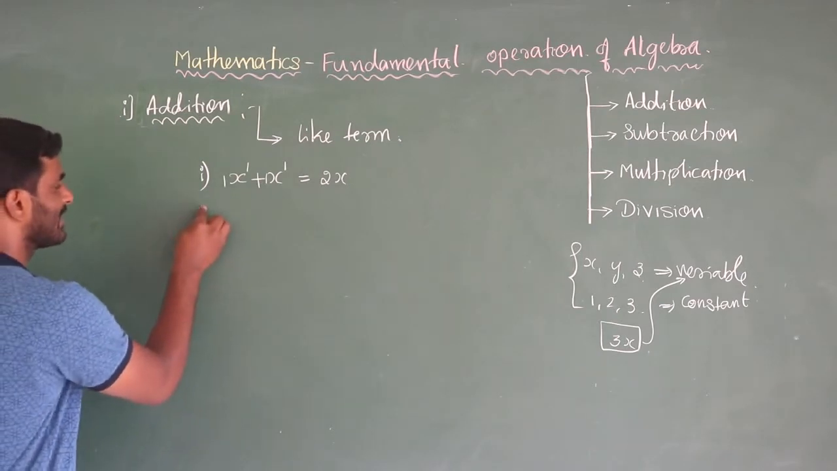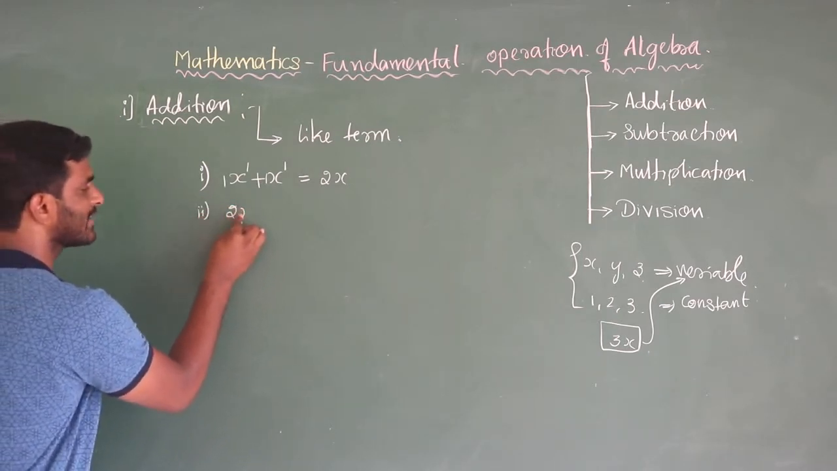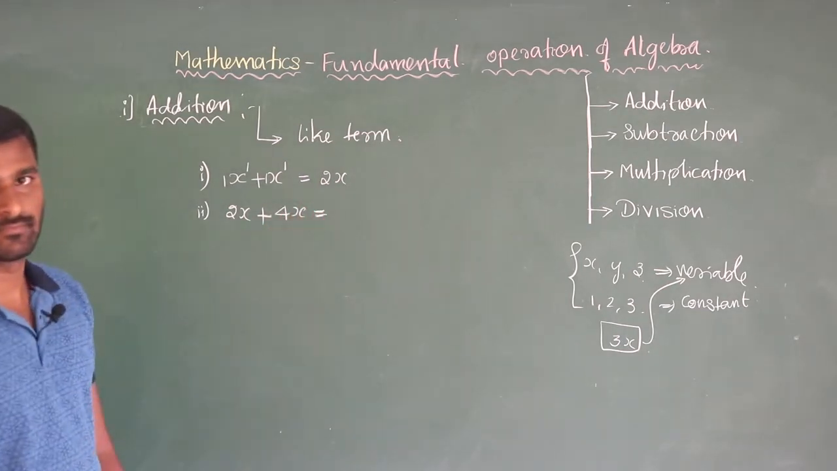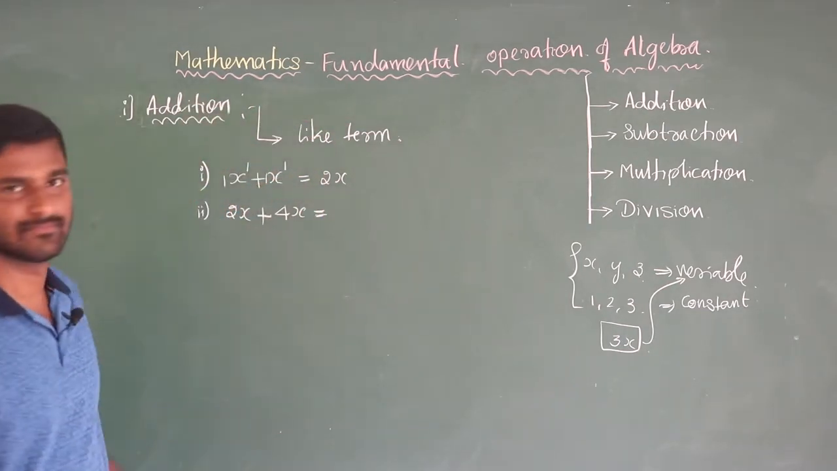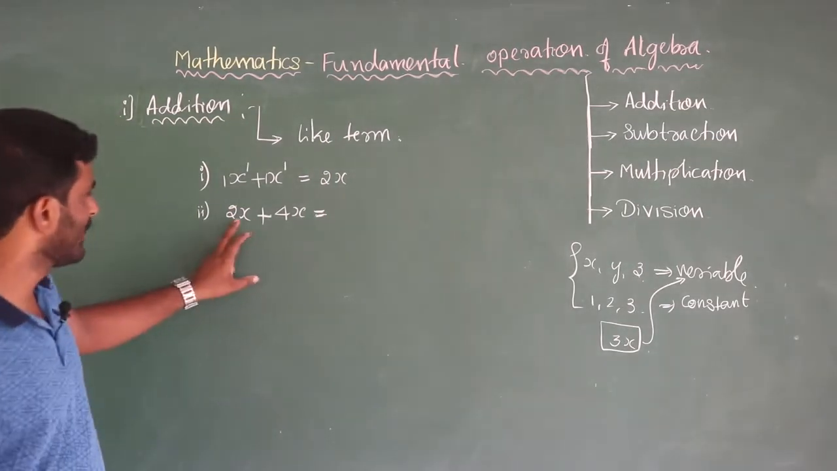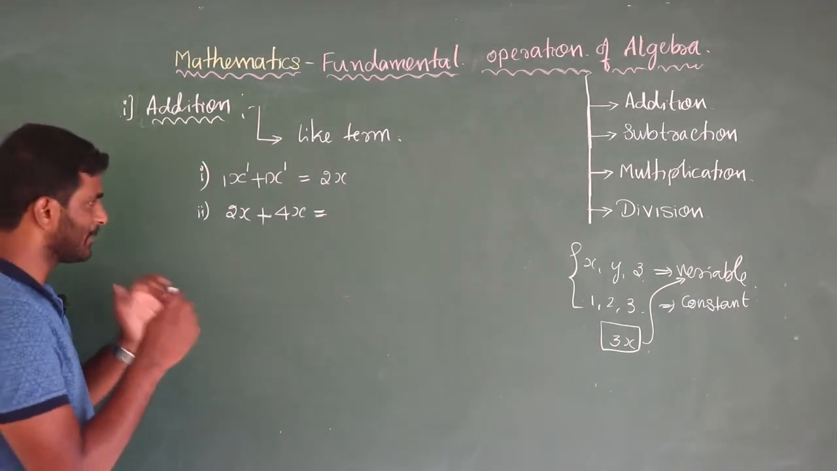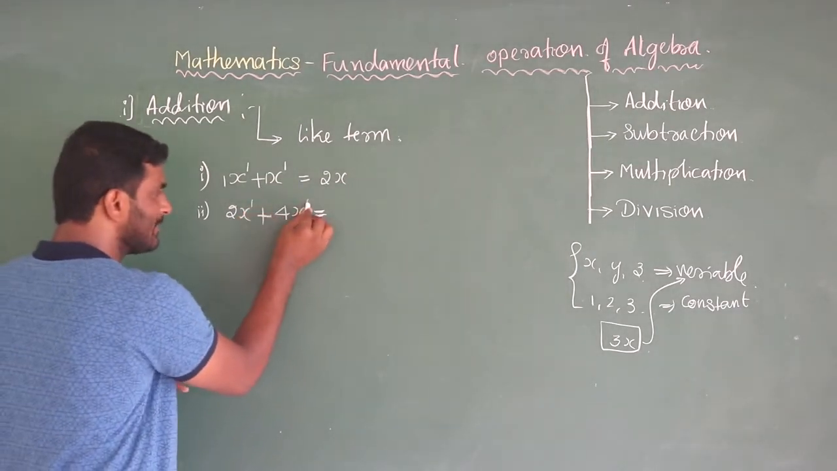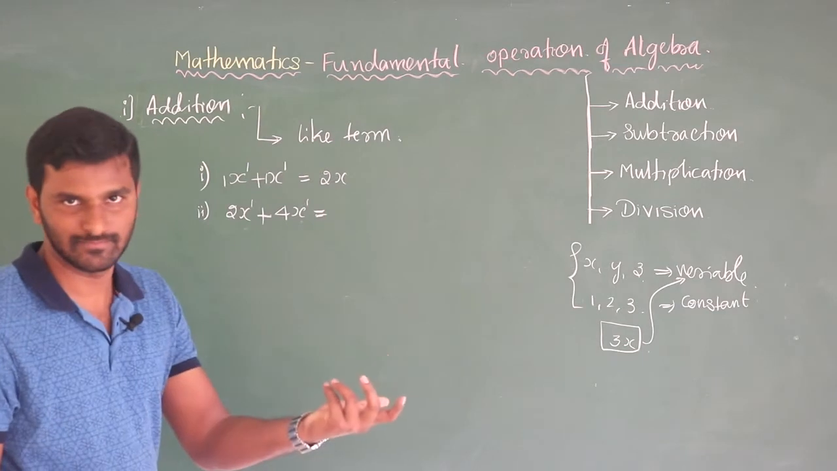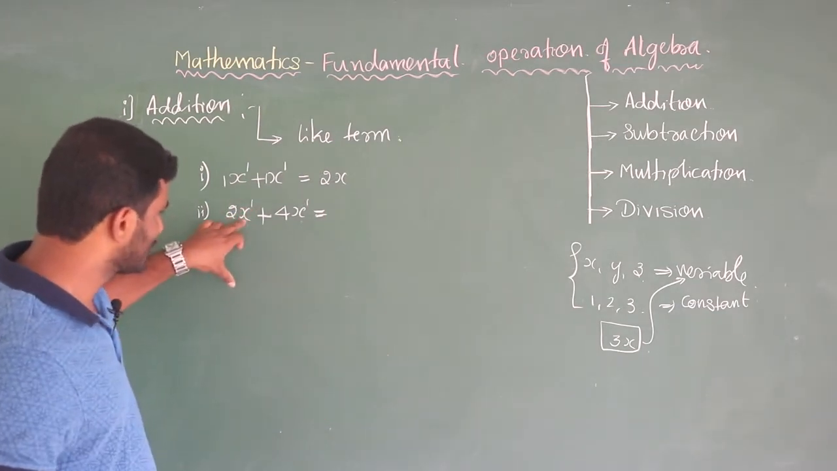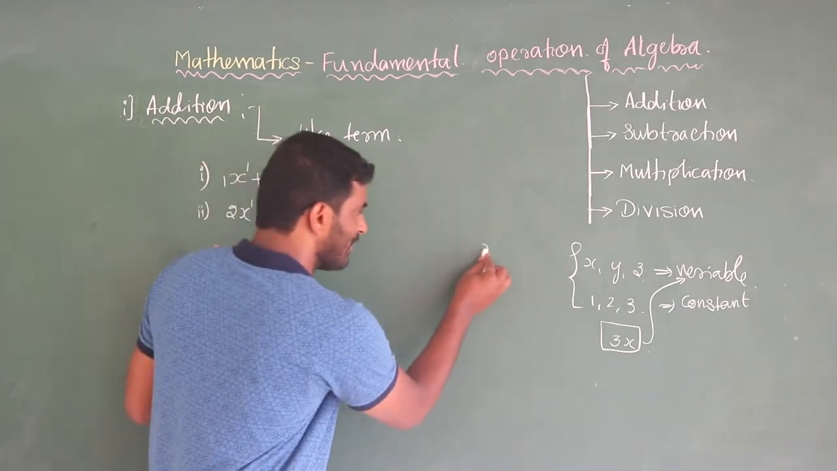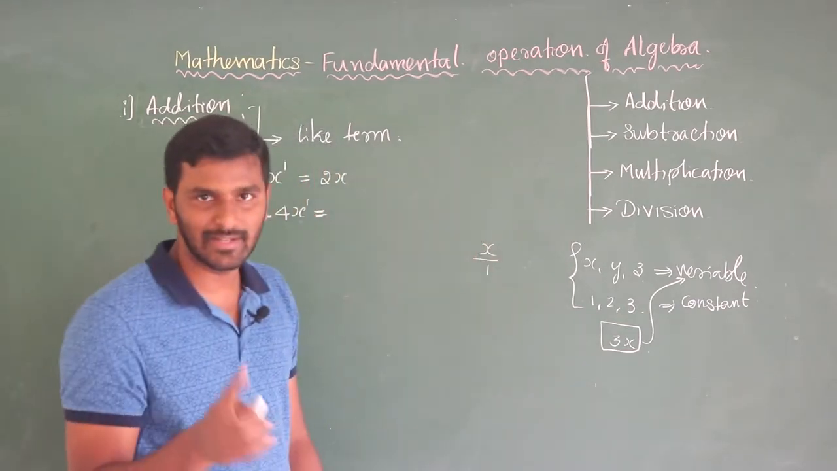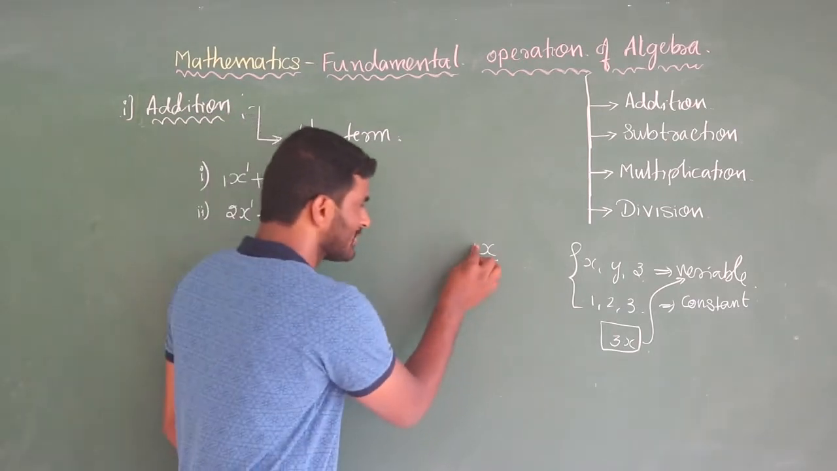Let me take another example: 2x plus 4x equals. Like terms of addition, we are just doing addition. 2x plus 4x. First we need to observe: is the variable the same? Yes. And the degree is the same. When you are writing the variable, the coefficient is always 1.